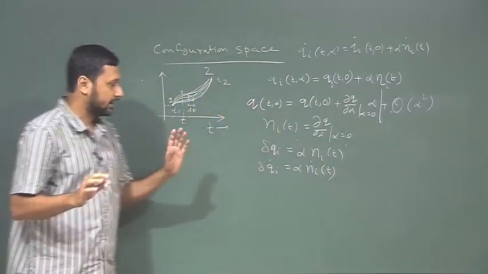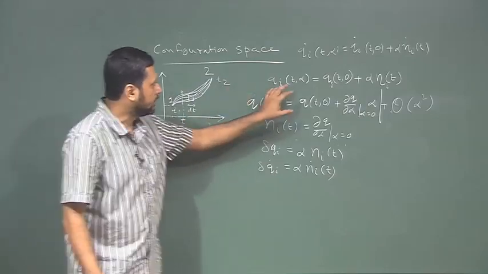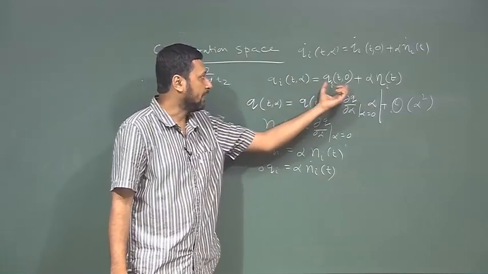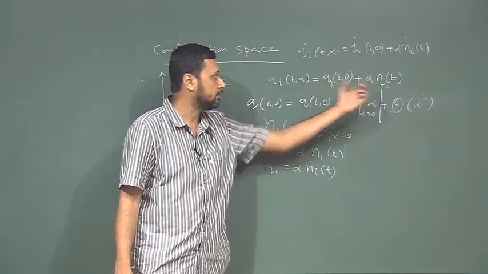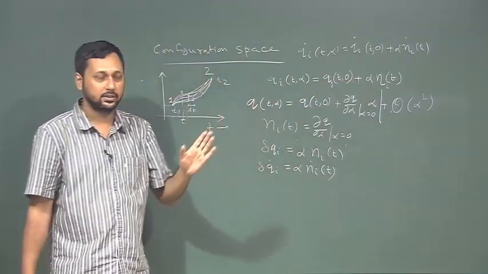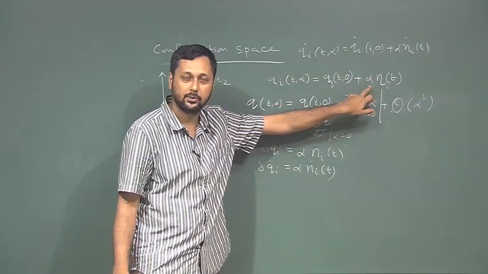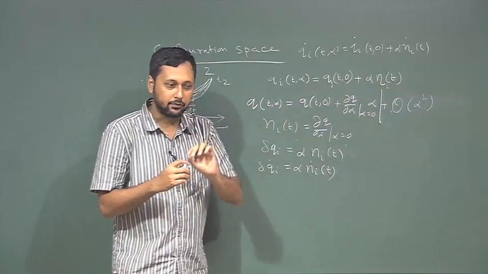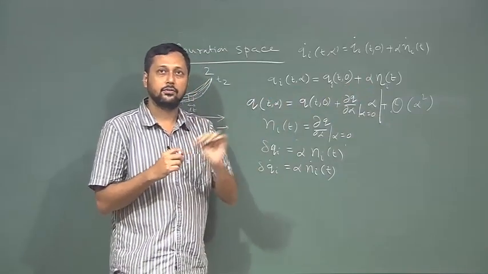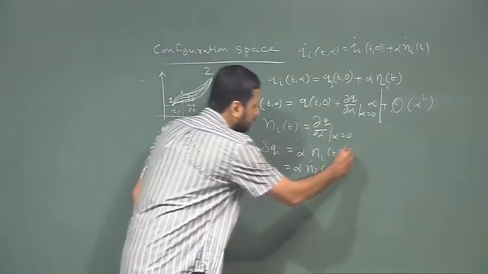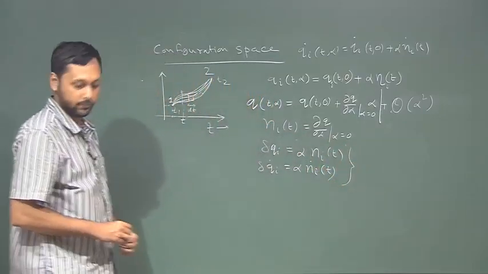So, once again, what we did is we decomposed q into a time-dependent part and another part which does not depend on time, but defines a spatial variation, right. And so, that is why the virtual displacements can be written in this particular form.